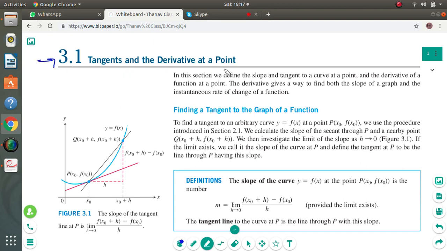Tangents and derivative at a point here we have. So at this point, it is y equal to f(x). Now let's at this point draw a tangent here. This point is x naught plus h. This point is x naught here we have. So limit h tends to 0 of f of x naught plus h minus f of x naught, whole divided by h. This will give the dy by dx.